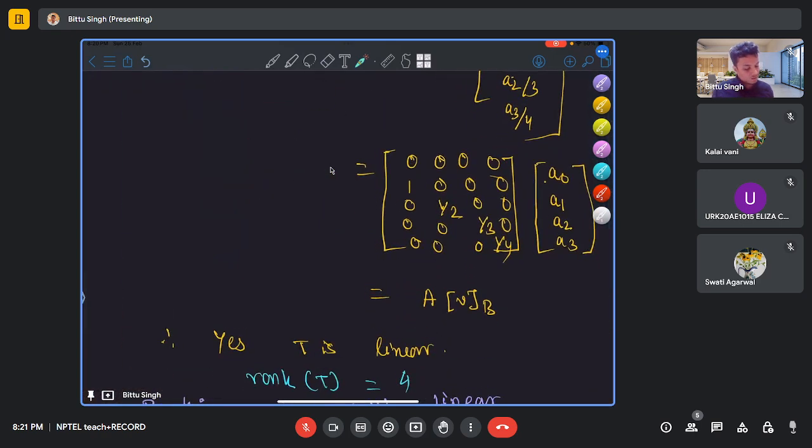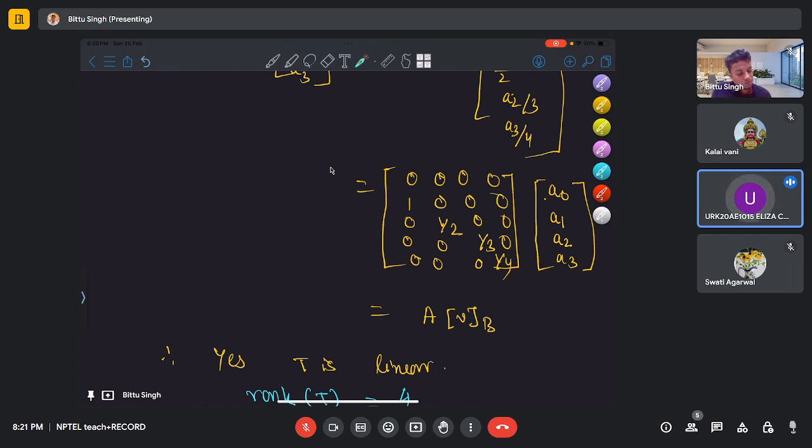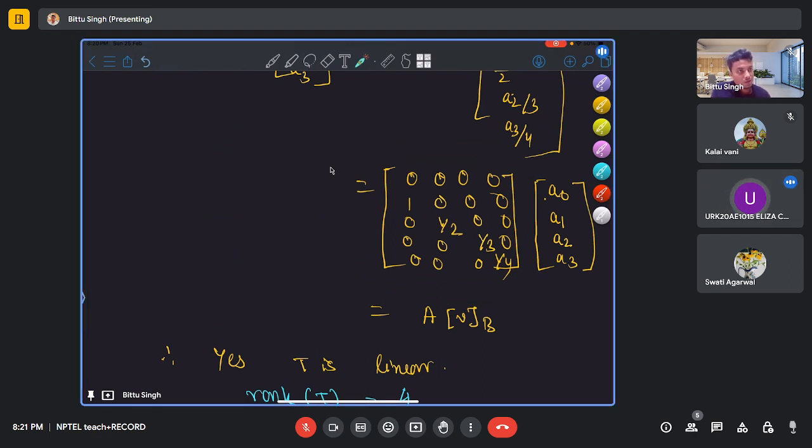Here you can check what the null space of this matrix will be. What will be the solution space here? a0 equal to 0, a1 equal to 0, a2 equal to 0, and a3 equal to 0. Everything should be 0. That is, what will be the solution for Ax equal to 0?